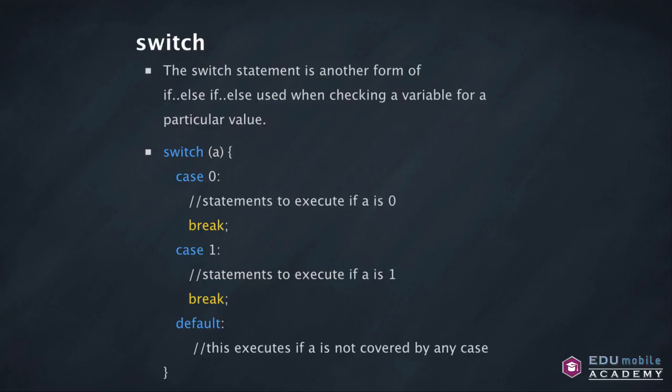Case 1, if A is equal to 1, we execute some statements, followed by a break. The default is if all other cases are exhausted. So if A is equal to 2 in this case, or -1, or 97, the default case will be executed. And the default, because it's at the end, doesn't require a break.